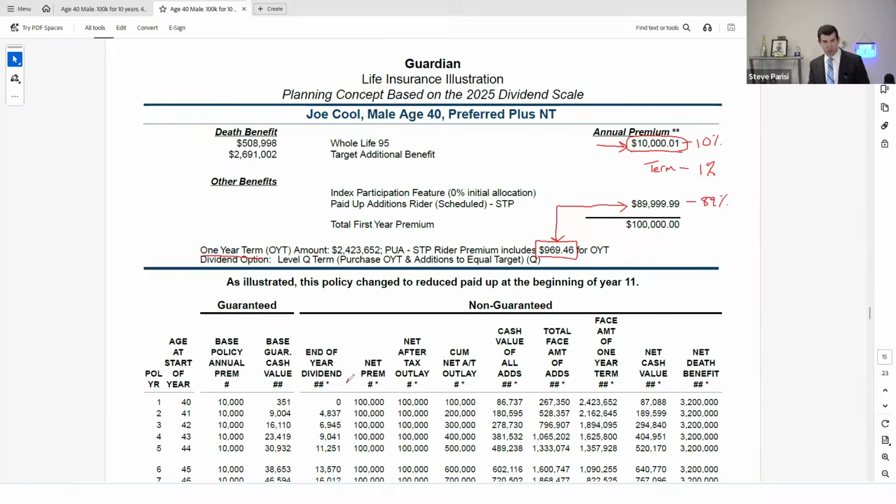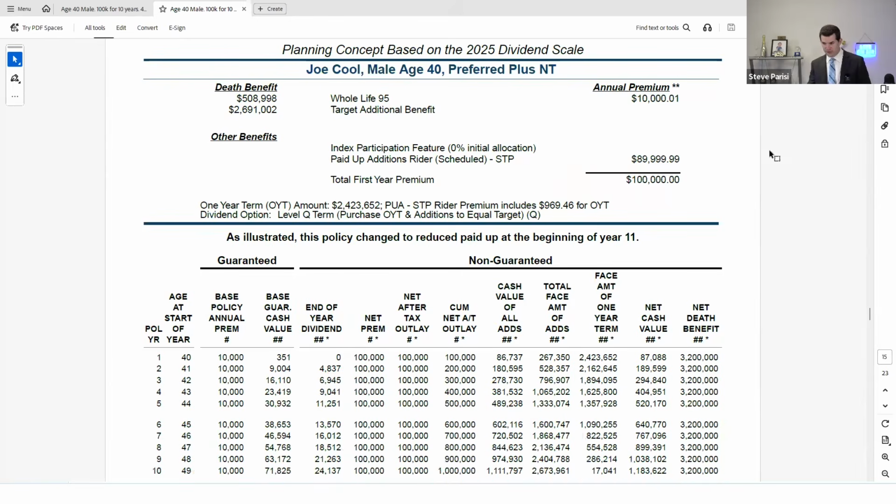So, the dividend columns. Do you remember what year 2 was in the last example? It was $8,000 and change. Do you remember what year 10 was? It was $28,000 and change. Here, it's $24,000 and change. So just to be clear here, these dividends are lower than what we saw in the example where we had the $40,000 base premium.